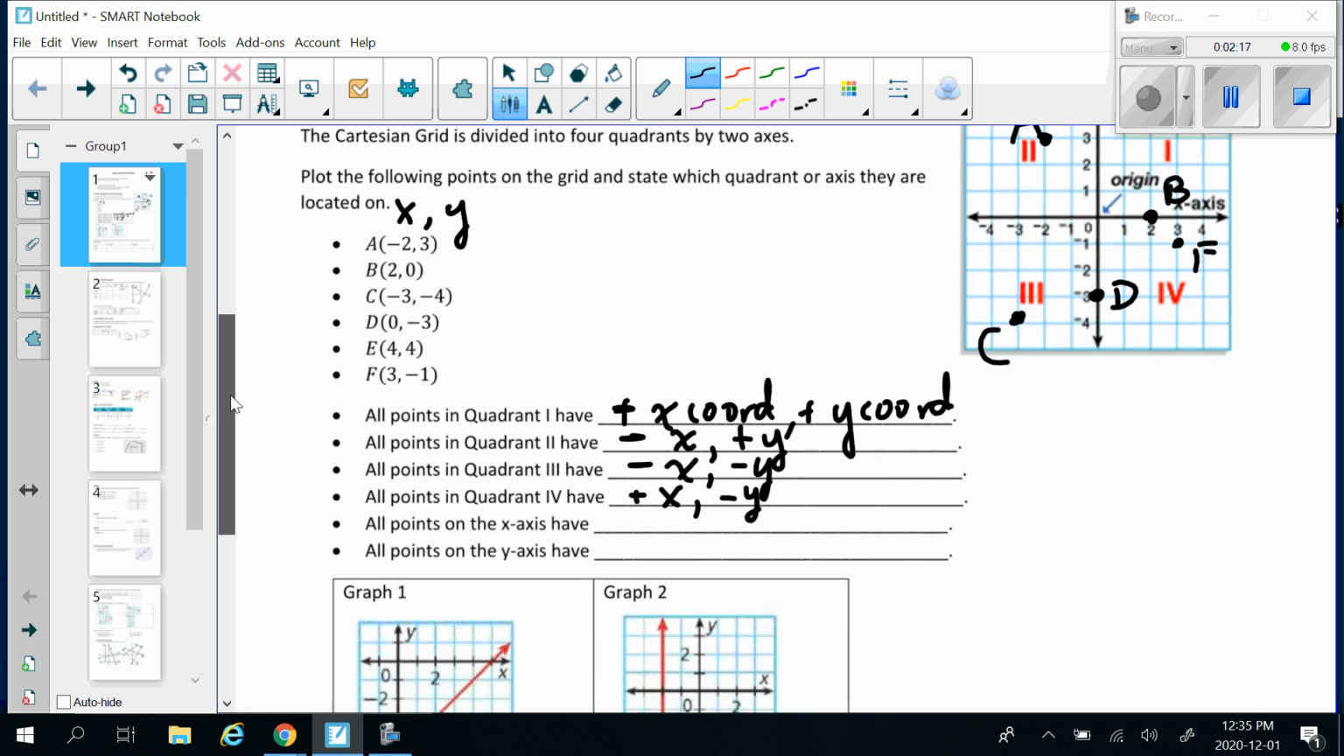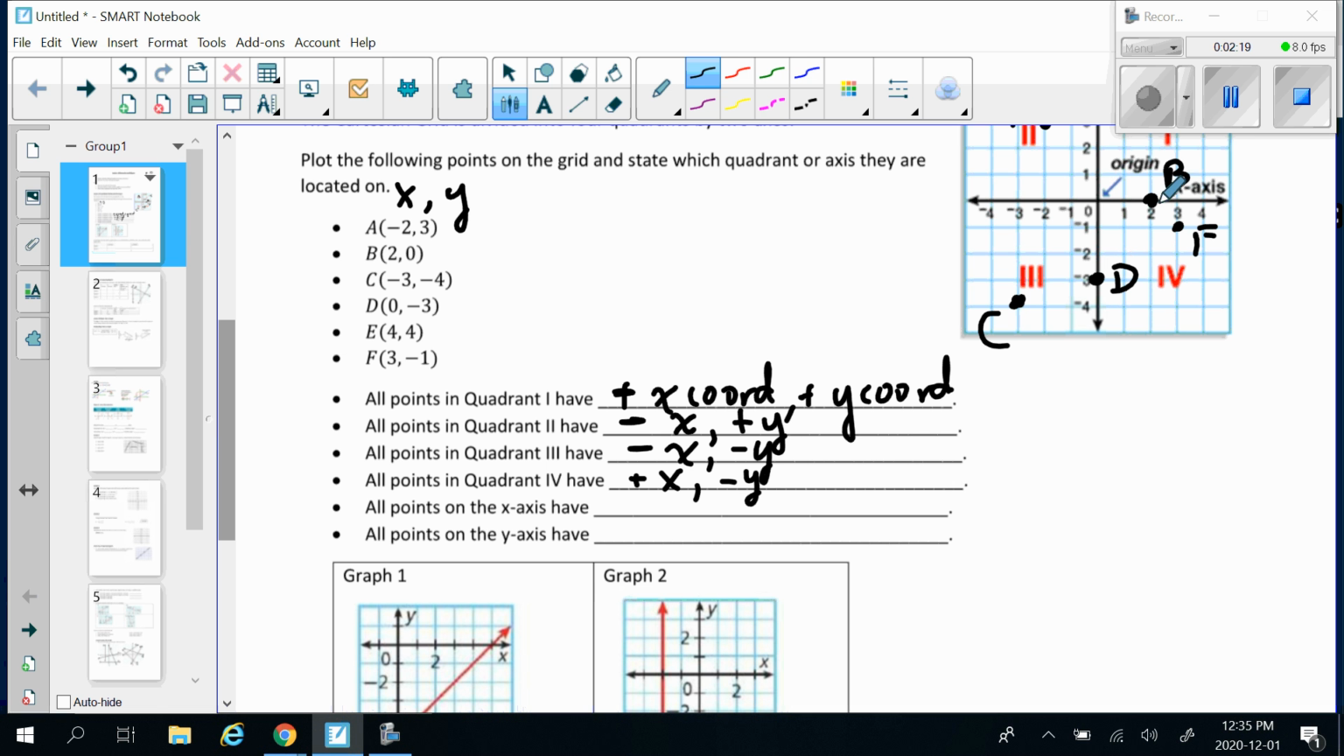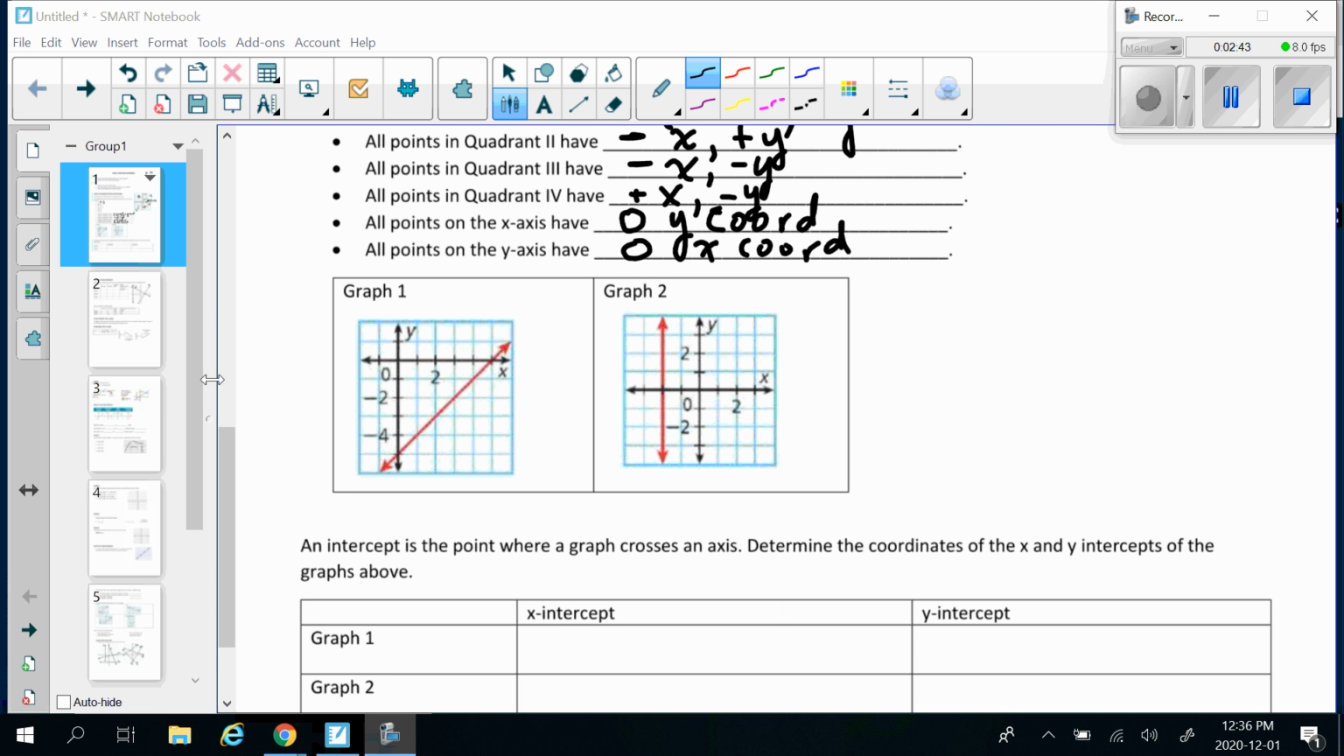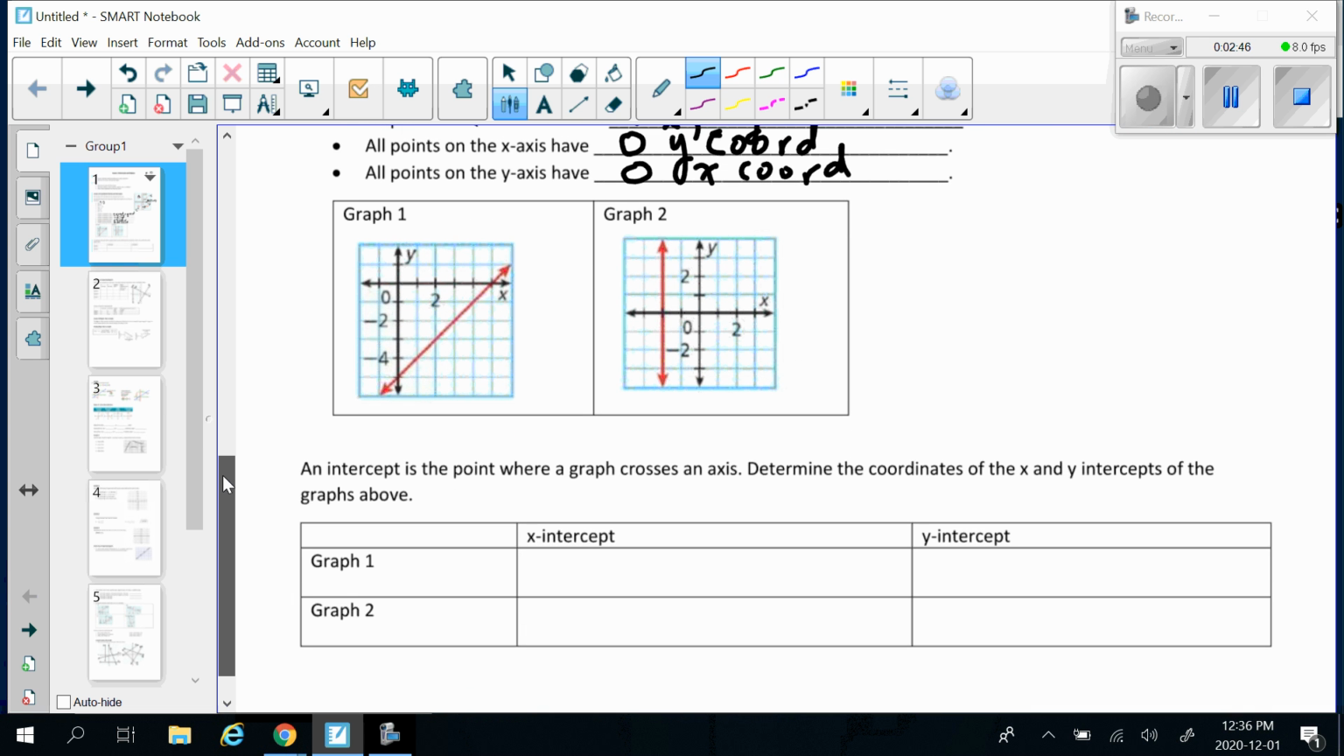All the points that live on the x-axis, let's see, we have 1. That was (2, 0). This is B. You'll notice that all the points on the x-axis have 0 as their y coordinate, whereas all the points on the y-axis have 0 as their x coordinate. Okay. So we're going to move on to this idea of what the intercepts are.